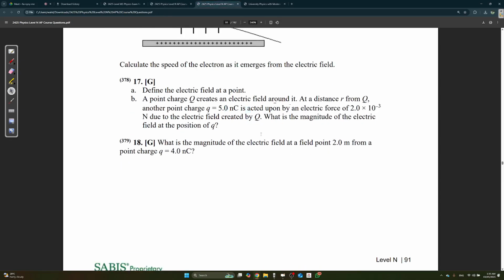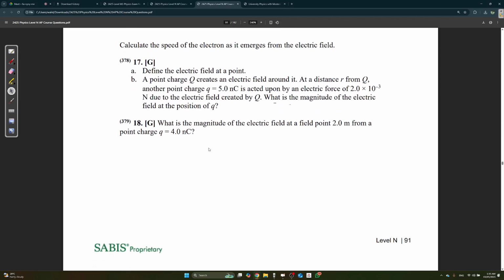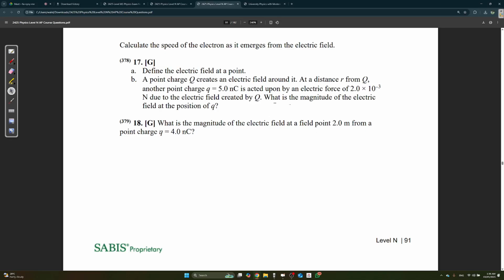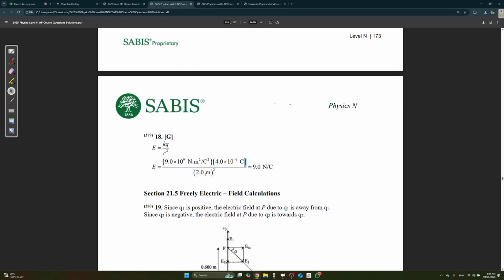Okay, question 18. What's the magnitude of the electric field 0.2 meters from a point charge Q equals 4 nanocoulomb? See here, they didn't give you any force, but they gave you the charge and the distance. So which one do you use here? If you don't have any force, you use kq over r squared. Remember, Coulomb's constant k is 9 times 10 to the power of 9, and Q is given as 4 times 10 to the power of negative 9, since it's nano, over r squared, so 0.2 squared.